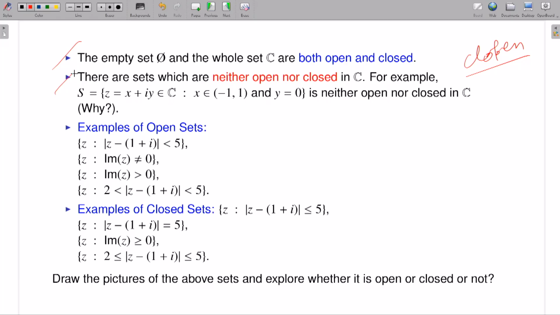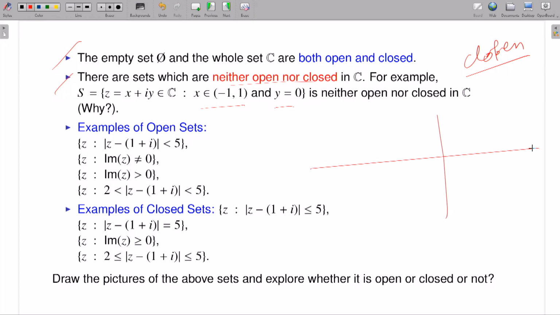Look, I am saying that there are sets which are neither open nor closed. For example, this is the set. I will explain that one. Why am I saying that this set is a subset of the complex plane but is not open and not closed? Again, I told you, try to see things geometrically or try to draw what exactly the set gives inside the complex plane. So it is the collection of all those complex numbers z such that x runs over -1 to 1 and y is 0. Okay, let's draw the picture.